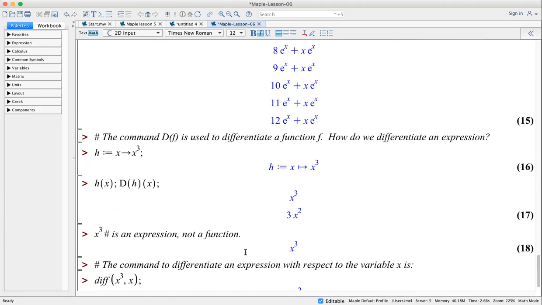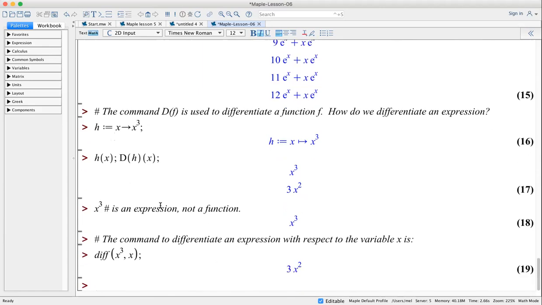So a function is kind of a machine. You put in a number and a number comes out. H is the function. You put in x and out comes x cubed. The expression x cubed is not a function. It's just a polynomial. But it can be differentiated, and this is the command to differentiate it.